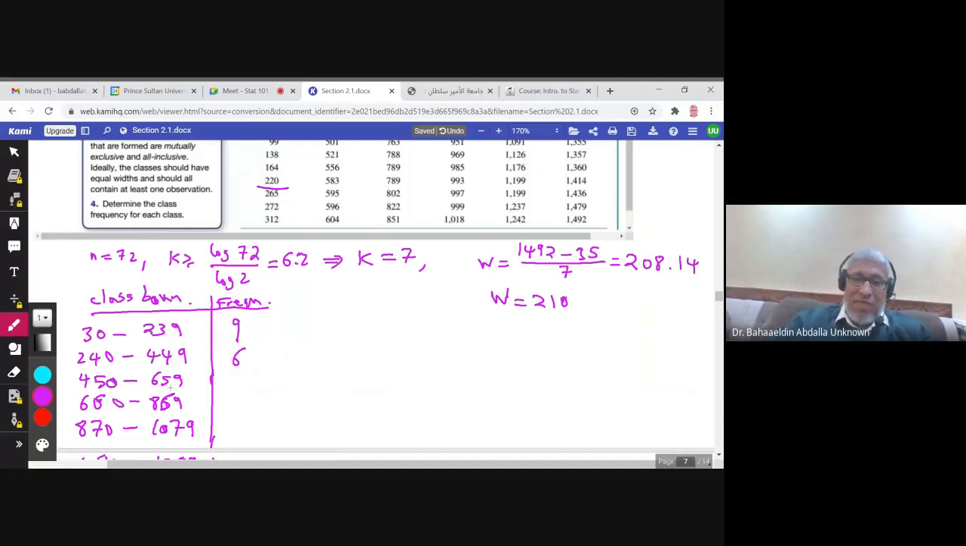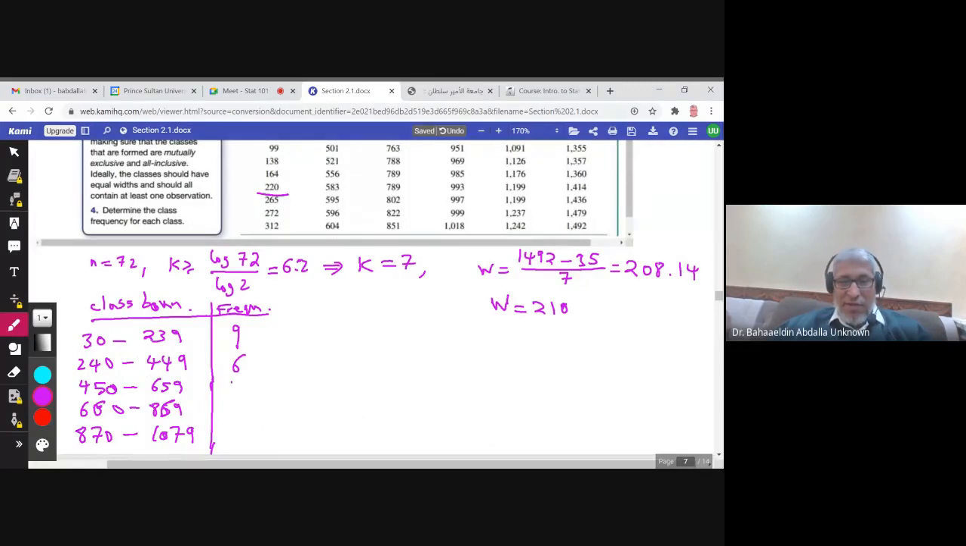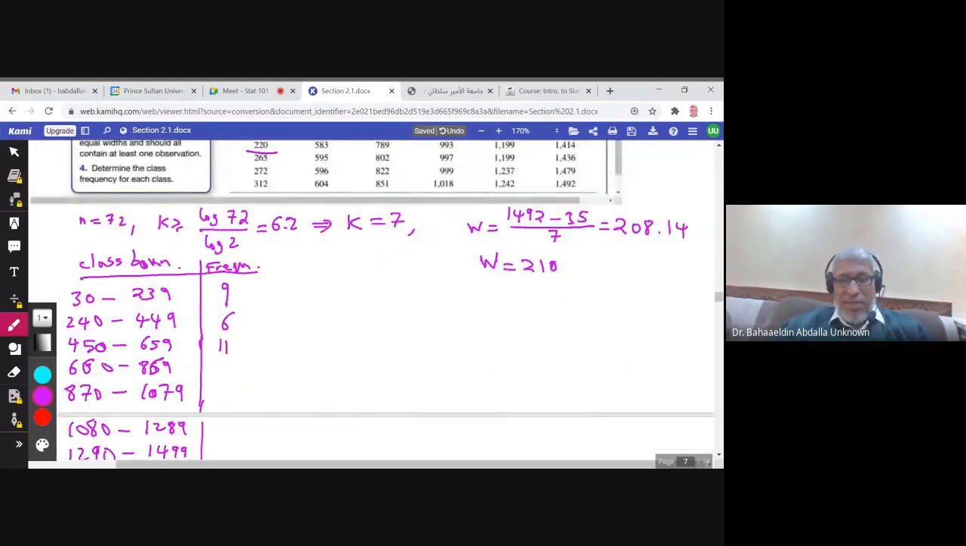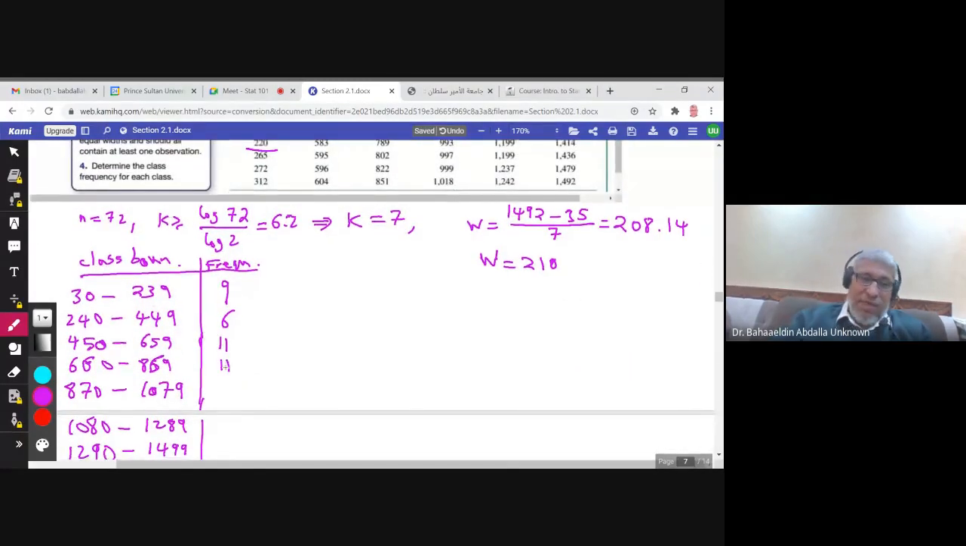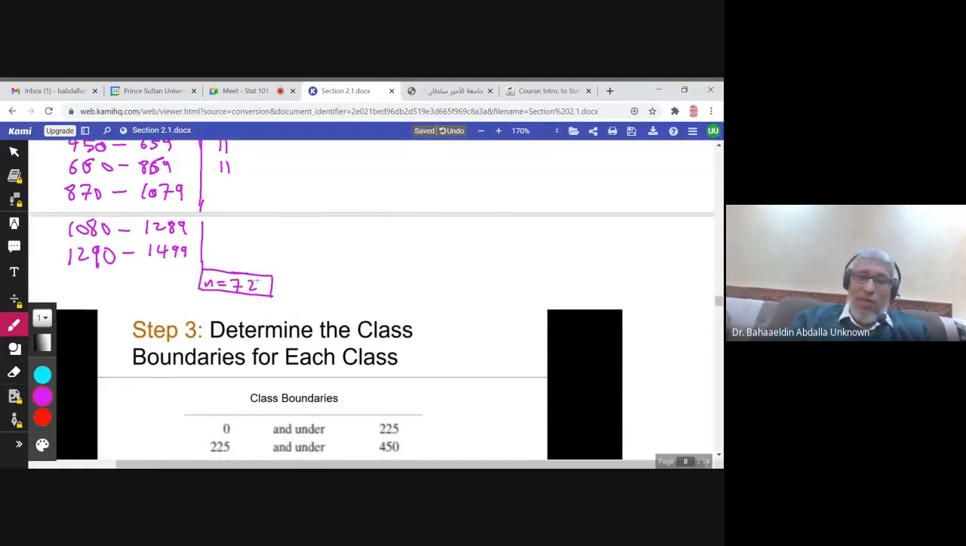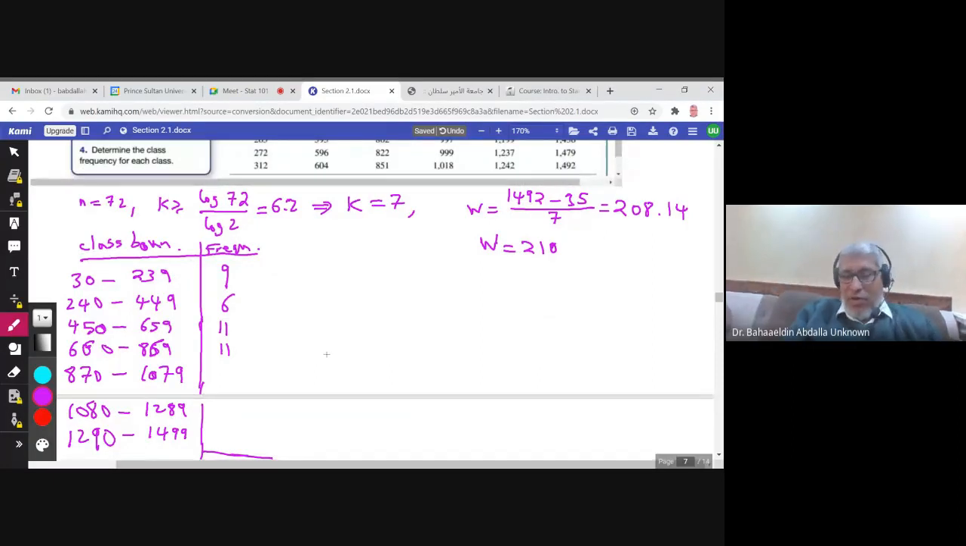From 450 to 659, up to here, count 2, 4, 6, 9, 11. So there are 11 values here. Up to 869, this would be included. If you count again, there are 11 numbers and so on. You continue like this, and at the end, if you add all the frequencies, you should get N, which is 72, the number of all the cities. So this is what we mean by a grouped frequency distribution.